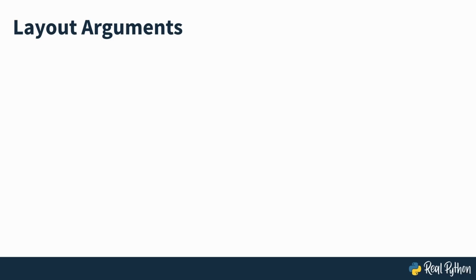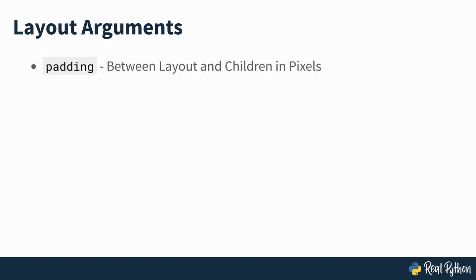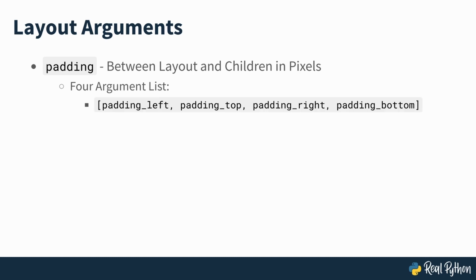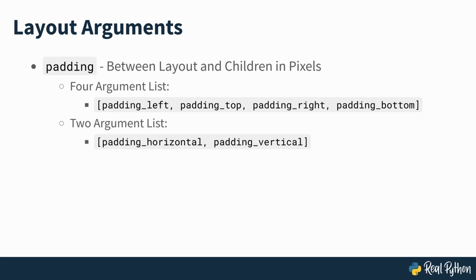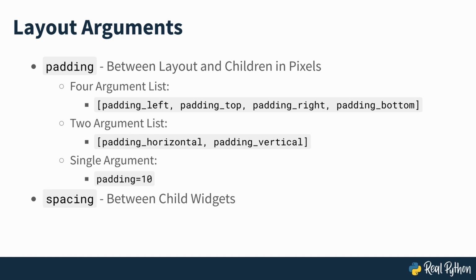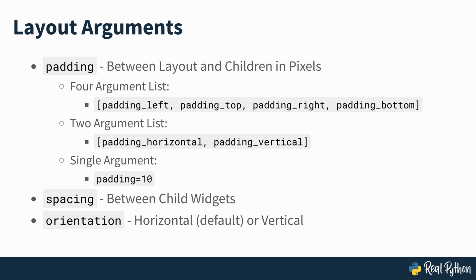When you create a layout, there are a few arguments you should know. Padding. You can specify the padding in pixels between the layout and its children in one of 3 ways. A 4-argument list, padding left, top, right, and bottom. A 2-argument list, padding horizontal and padding vertical. Or a single argument of padding. Spacing allows you to add space between the child widgets, and orientation allows you to change the default orientation of the box layout from horizontal to vertical.